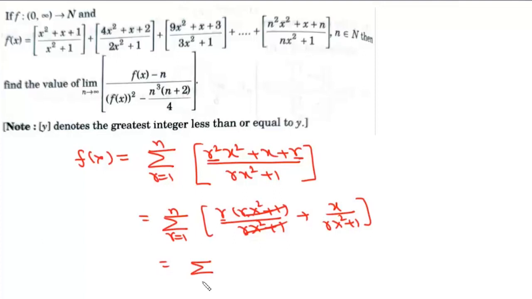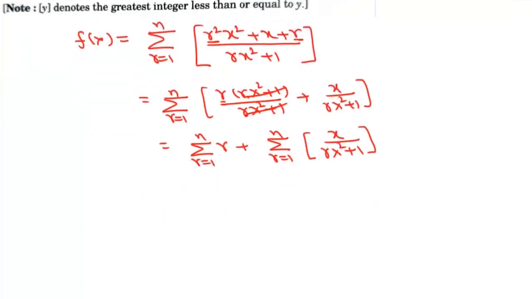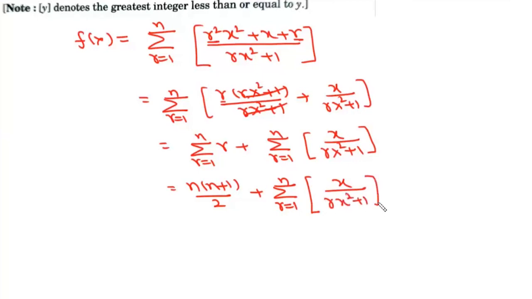we can simply write this as this summation r varies from 1 to n summation r plus this summation r varies from 1 to n greatest linear function of x upon r x square plus 1. Now summation r is n into n plus 1 by 2, and then we have to simplify this summation r varies from 1 to n, greatest linear function of x upon r x square plus 1.